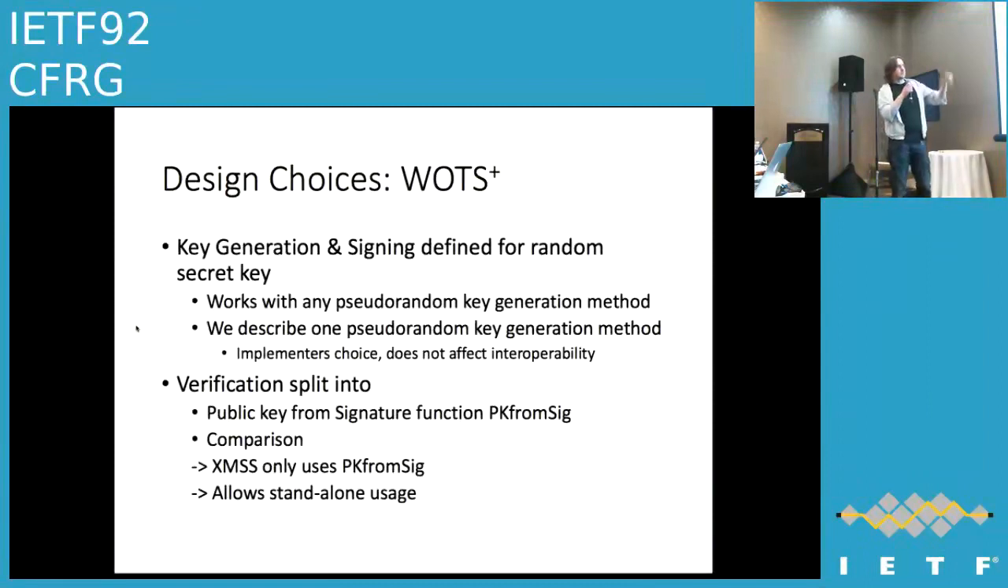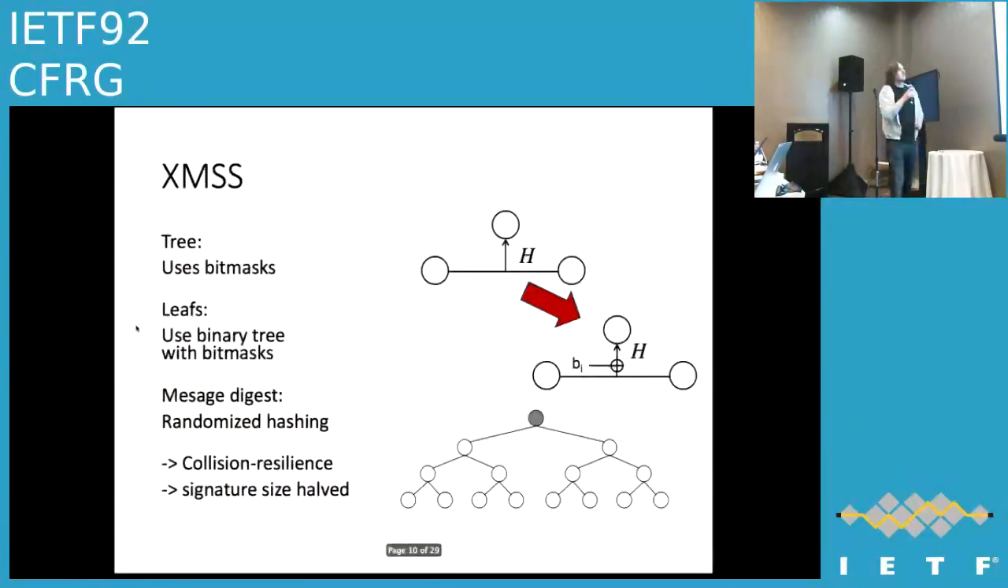The verification is described in 2 steps. There's one function that computes a public key from a signature, and then an additional comparison. The reason is that XMSS only uses this function that computes the public key from the signature and delays the comparison to a later step. But we wanted to also allow the standalone usage of Winternitz. Next.